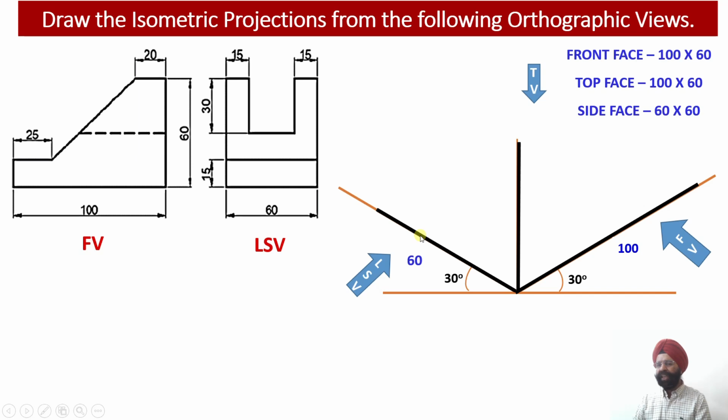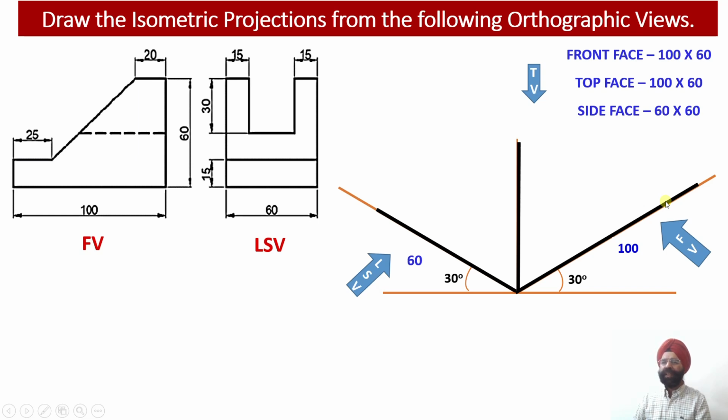So the bottom face and the top face will be identical, and this will give us the dimensions of the top face. Now once we know that, the front face dimensions are equal to 100 millimeter by 60 millimeter, and they will be drawn along the YZ plane. Similarly, the side face will be 60 by 60, drawn along the XY plane, and finally the top view will be 100 millimeter by 60 millimeter, and it will be drawn between the XZ planes over there.